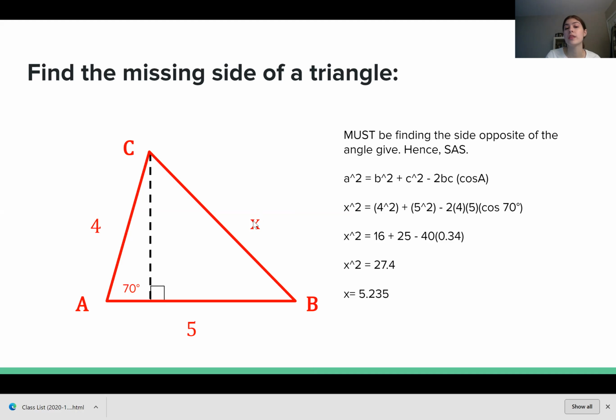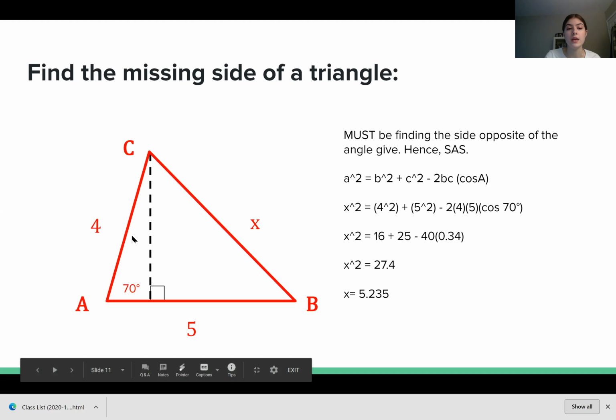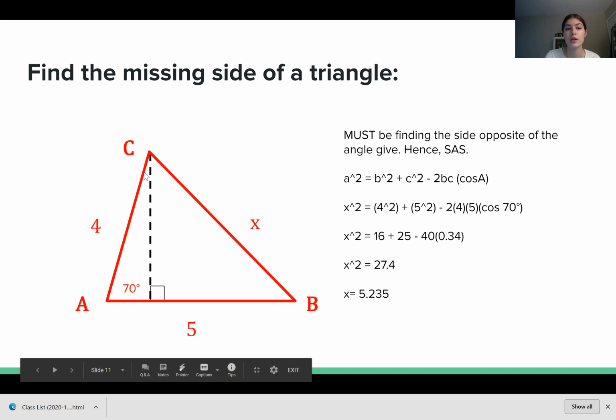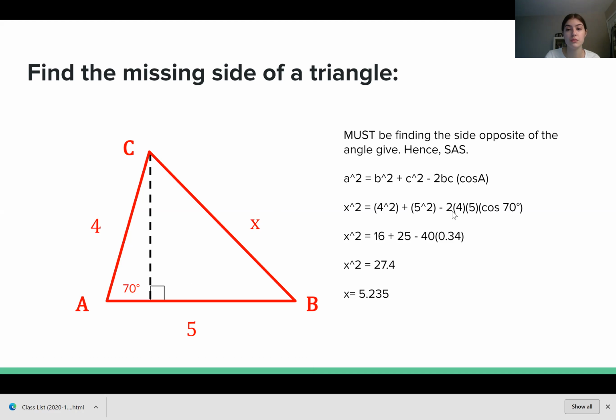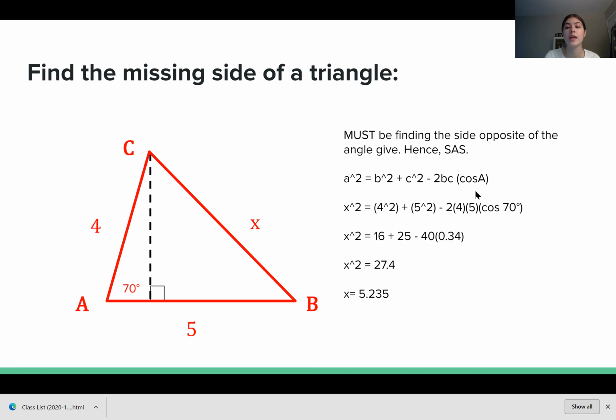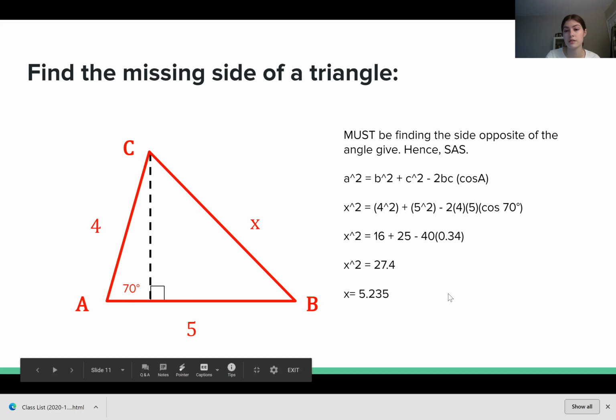Now we're going to replace A with X because that's what we're solving for. And we're going to substitute B for 4. Why is that? Because side B is opposite of angle B. So that's 4, so 4 squared, plus C squared. Well, C is 5, because C is the opposite side of angle C. So 5 squared. And then minus 2 times B, 4, times C, 5, times the cosine of the angle we're given, so that's 70 degrees.